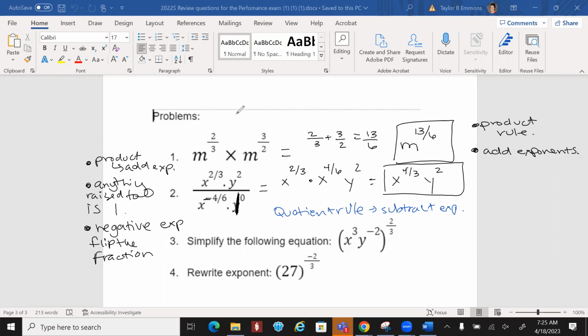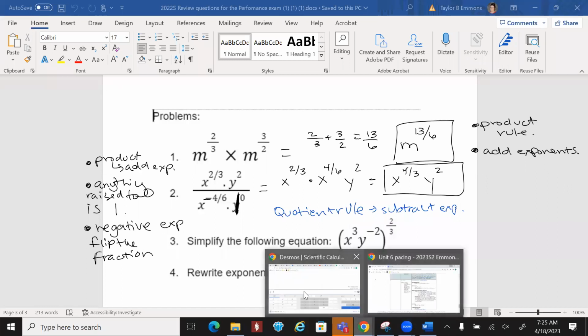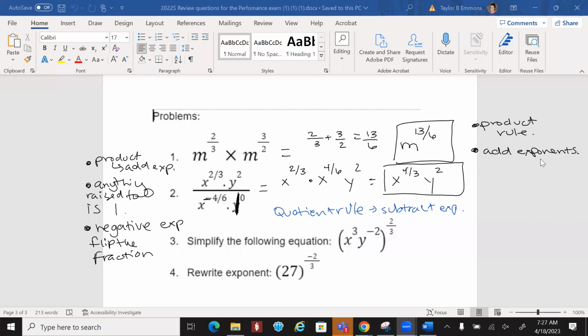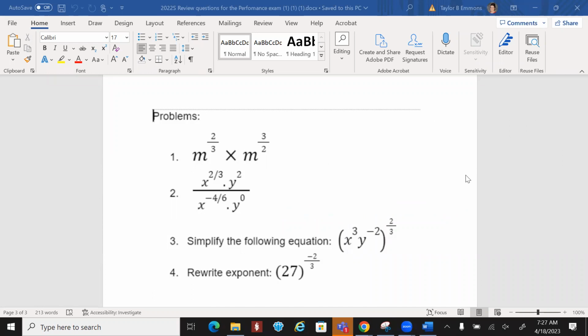Back to the calculator thing. Scientific Desmos. I did 2/3 plus 4/6. And then you can just hit this fraction button on the right-hand side. I think it's off the screen from where you can see it. And the last two, I'm gonna move this up. So if you need me to go back, just let me know.